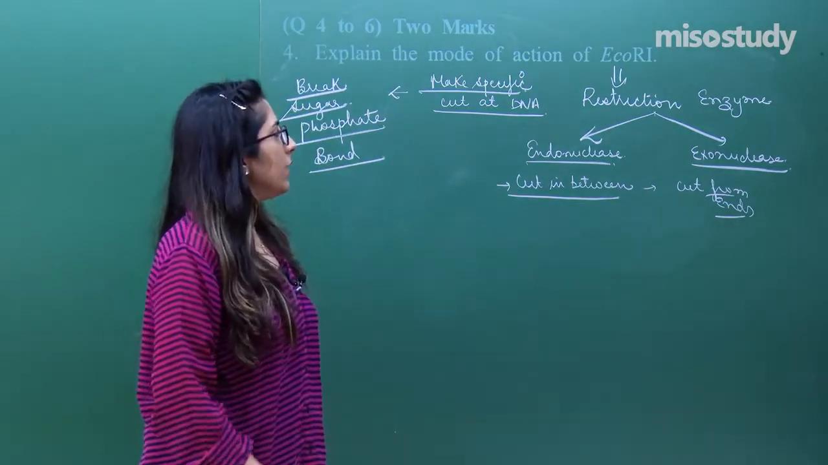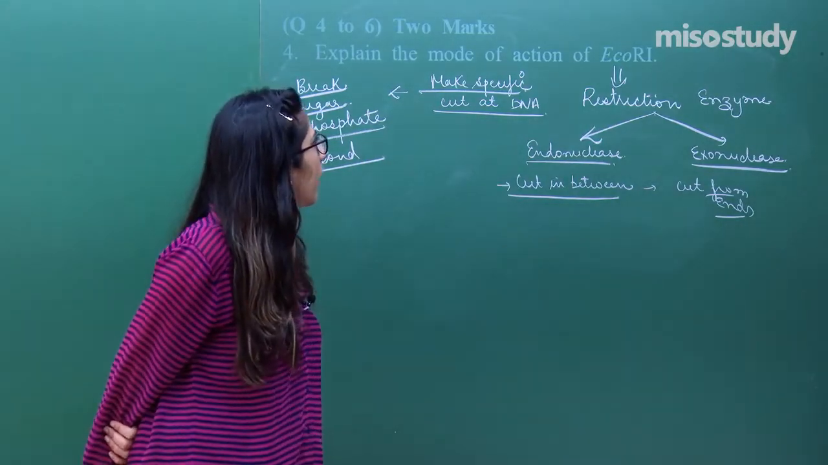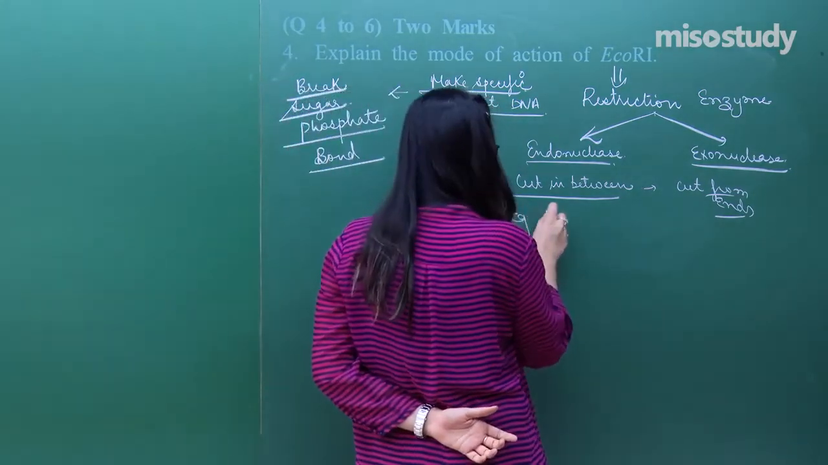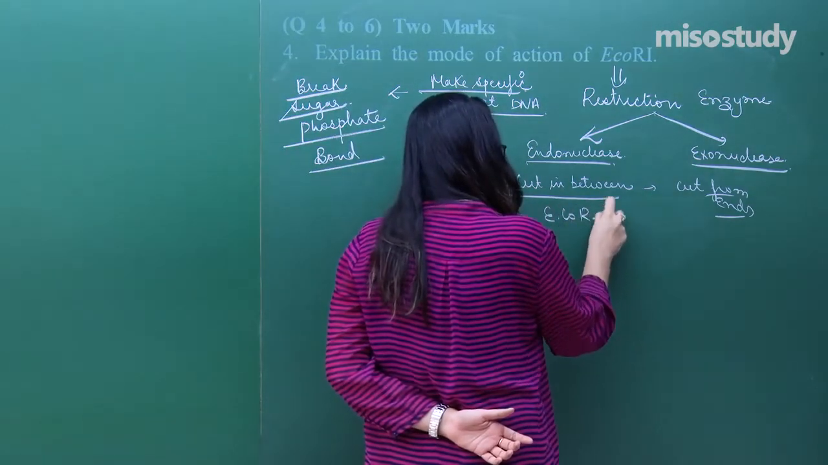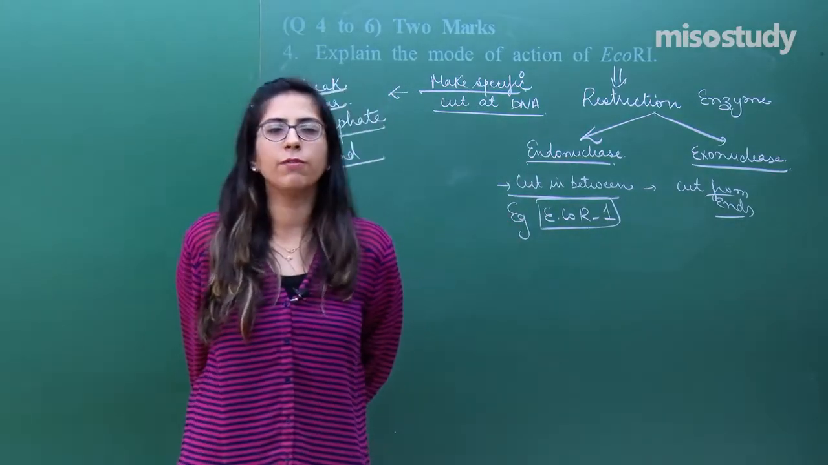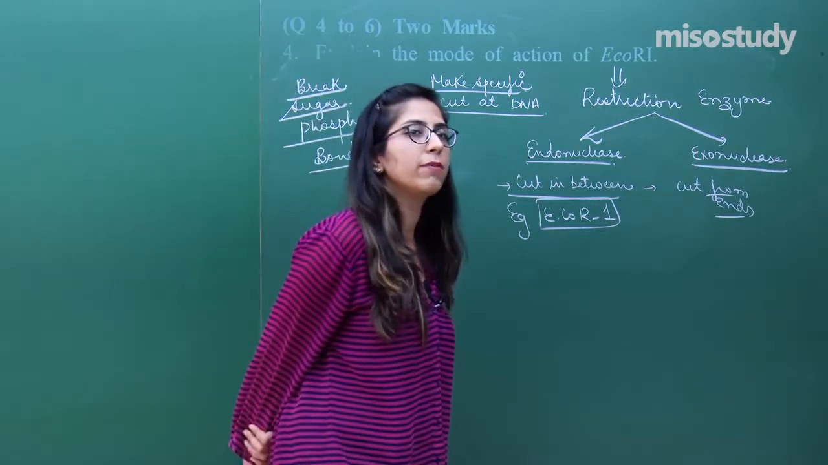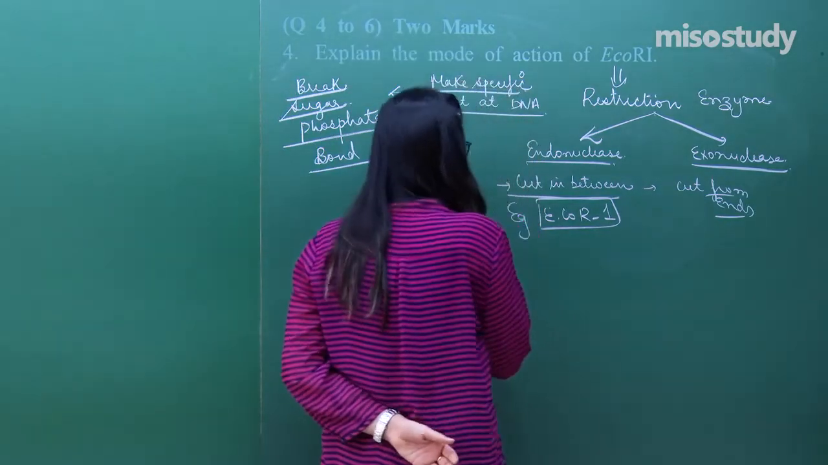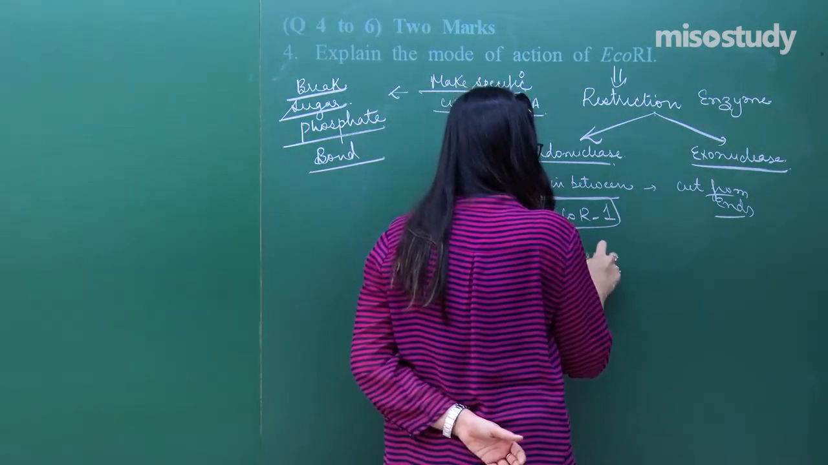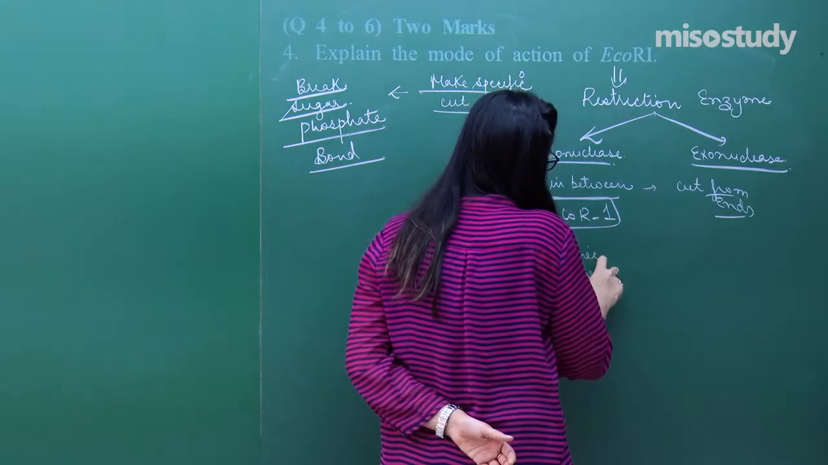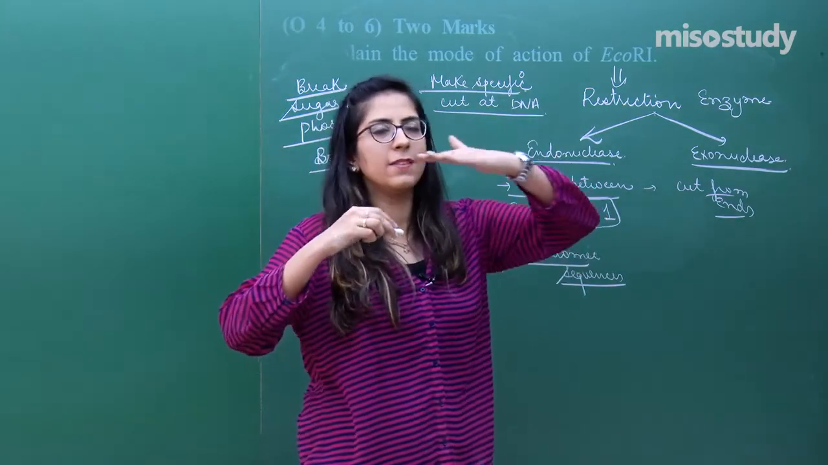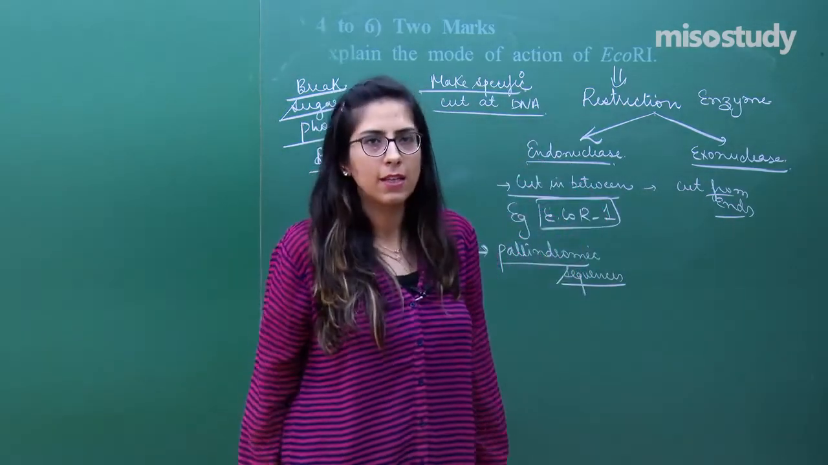Now let us talk about the question. The question indicates we have to explain about the action of EcoR1. EcoR1 is a very good example of an endonuclease. Whenever we talk about the cutting by restriction endonucleases, they require a specific sequence, called a palindromic sequence. They require palindromic sequences for making a cut. And those palindromic sequences, if we read from either this direction or this direction, the result is the same.